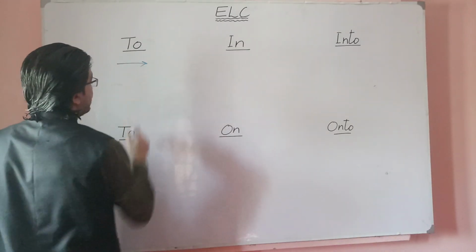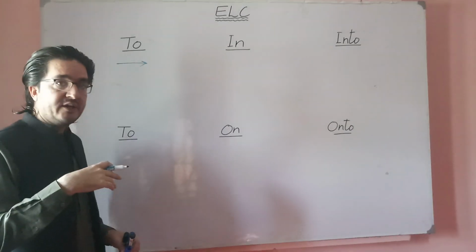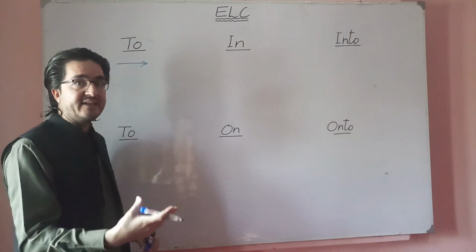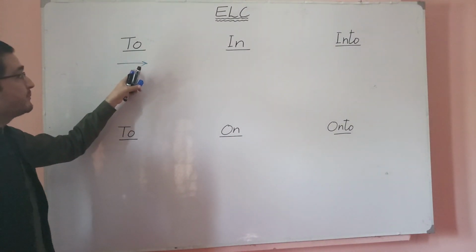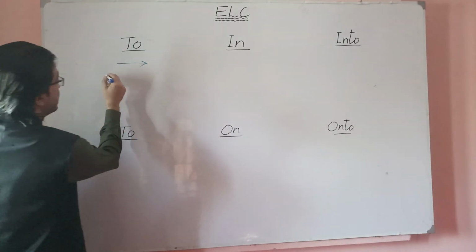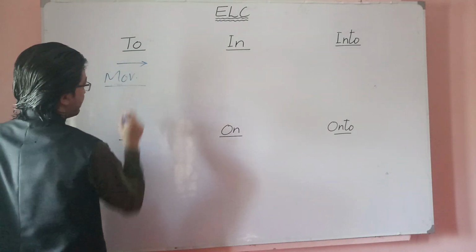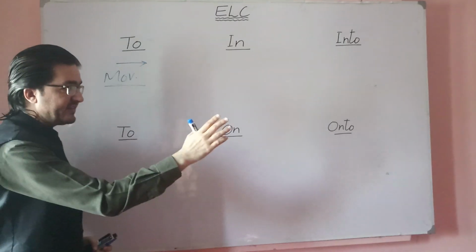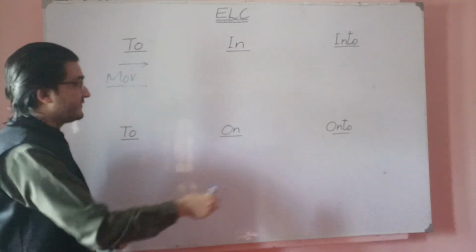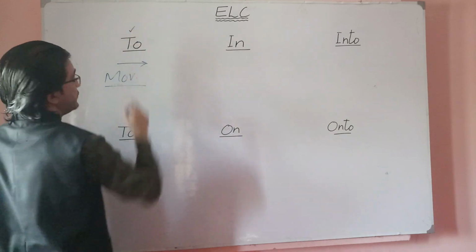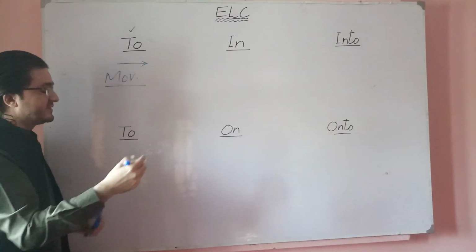In order to understand the difference between in and into, we have to study to as well. We'll be switching language to Urdu as well so that the students are able to understand in an easier manner. Now, whenever we talk about the preposition to, it shows movement, right? So whenever there is a movement, we use to. For example, he is going to school, he is going to office. So this one is clear that to is used whenever we talk about some movement.